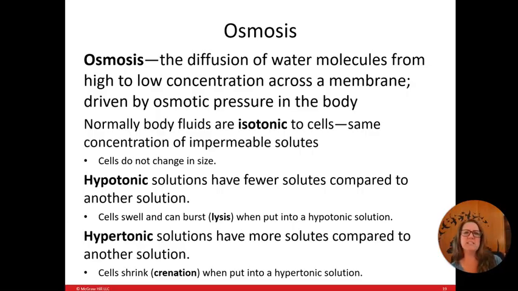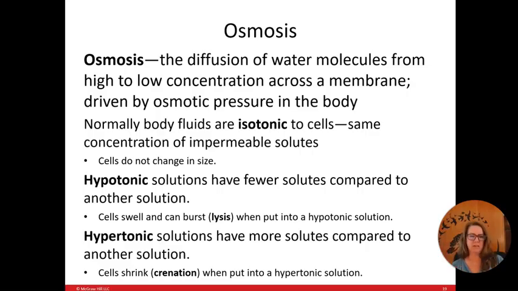Okay, hypotonic. So think about the solutes. This is what is going to give us this osmotic pressure. Hypo means below, so it means fewer. So hypotonic solutions have fewer solutes compared to another solution. Just remember that for a minute. Hypertonic means that the solution has more solutes compared to another solution. So generally, we're thinking about it in comparison.